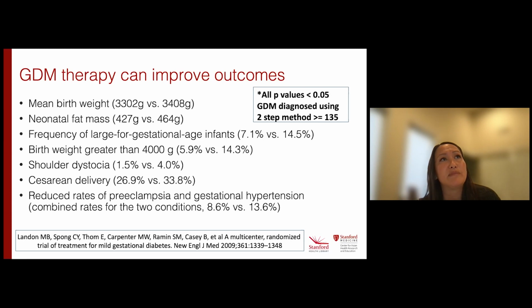So they had a lower mean birth weight, they had lower neonatal fat mass, there was less frequency of large for gestational age infants, less birth weight greater than 4,000 grams, lower shoulder dystocia rates, lower cesarean birth, and then reduced rates of preeclampsia and gestational hypertension. So really giving merit that we should be actively treating this condition in order to improve outcomes.